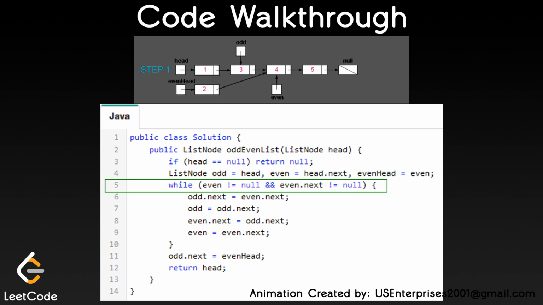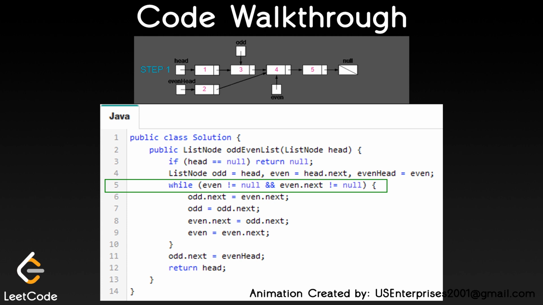We're going to move on to step 1 in our diagram, and now let's look at line 5 in our code. Note that all the node data types in this code are called list node, but I'm going to just start calling them nodes. Line 5 sets up a while loop that will traverse the given singly linked list. While the node even is not equal to null, and while the node at even.next is not equal to null, run the code block of the while loop. Then we have an open curly brace to open the code block for this while loop.